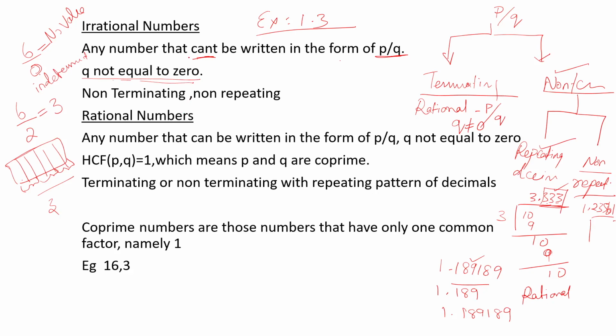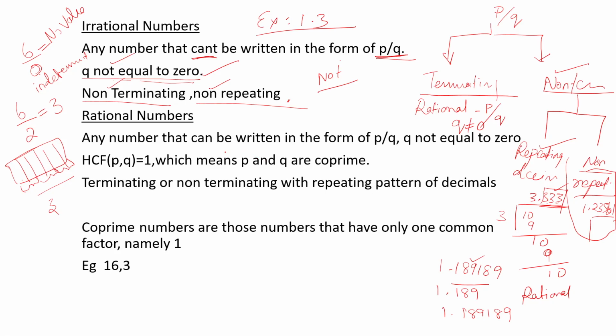Any number that can't be written in the form of p by q with q not equal to 0, and is non-terminating, non-repeating. This one, non-terminating, non-repeating. So all this cumulatively is called an irrational number. If you are getting confused, you can see that not is the main character of this. So not equal to 0, non-terminating, non-repeating, all will be not.